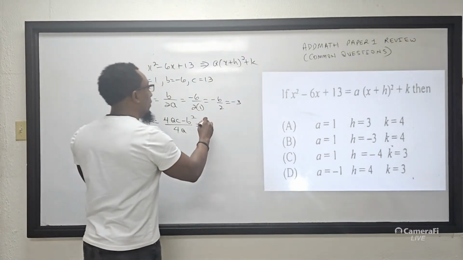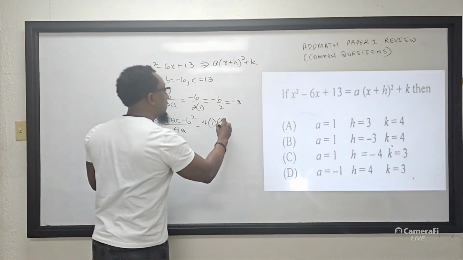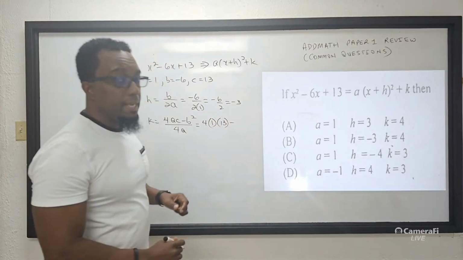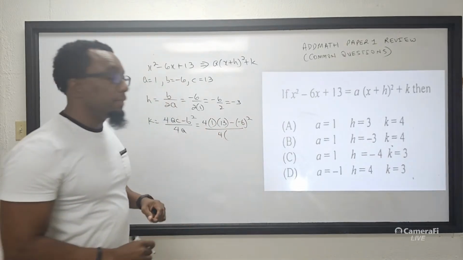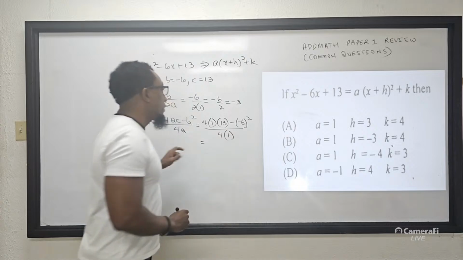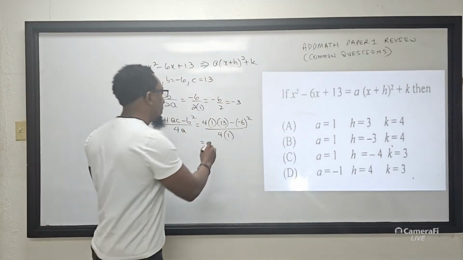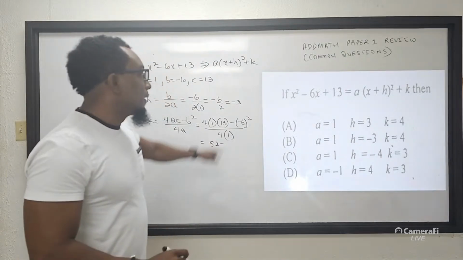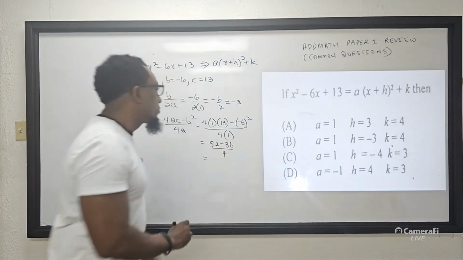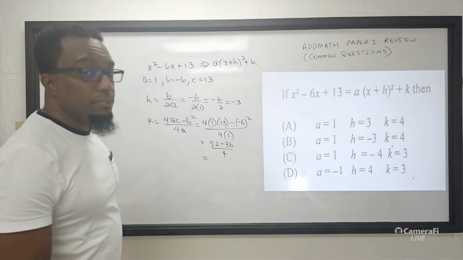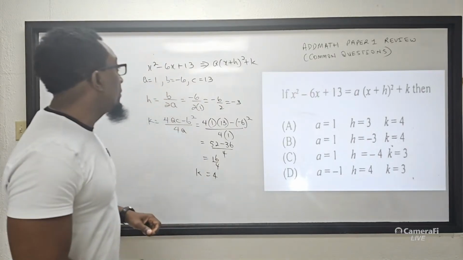So this will be 4, I'm replacing a with 1 in brackets, I'm replacing c with 13 in brackets, subtract, I'm replacing b with negative 6 in brackets all squared, all over 4, I'm replacing a with 1. This becomes 4 by 13 will be 52, subtract, negative 6 squared will be 36, all over 4, so we know 36 from 52 will give us 16 all over 4, so we know k is equal to 4.